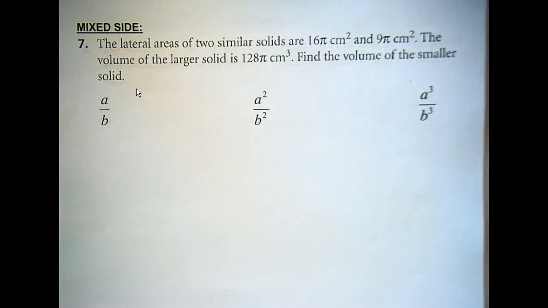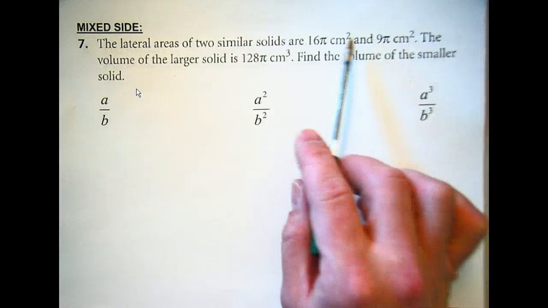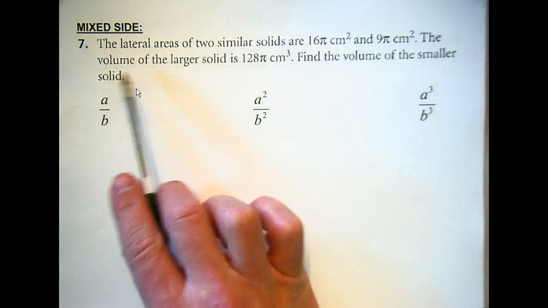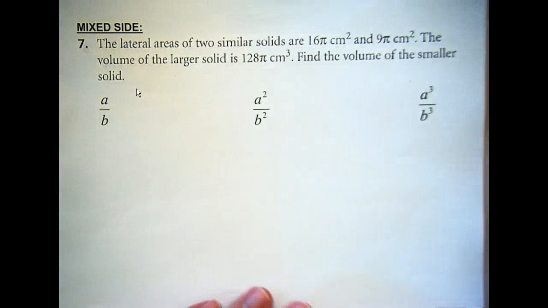Lily? Okay, I'm assuming everyone's read it now. So the areas of two similar solids are 16 pi and 9 pi. The volume of the larger is 128 pi. Find the volume of the smaller. So we're trying to get to here.